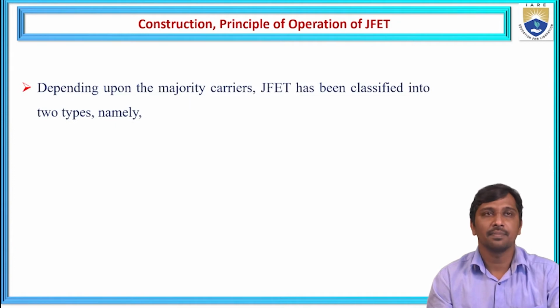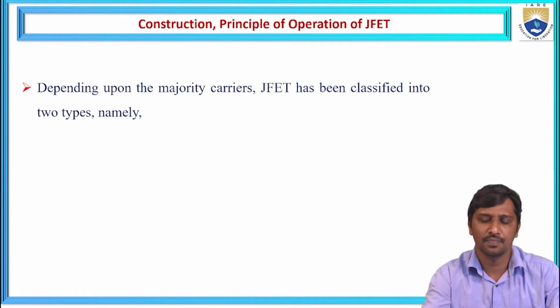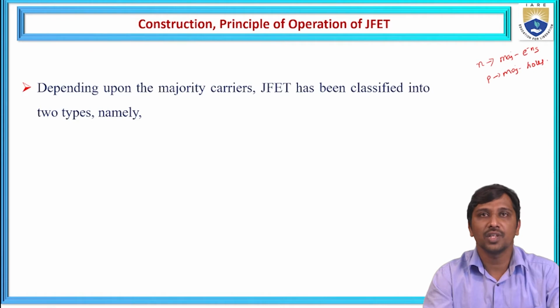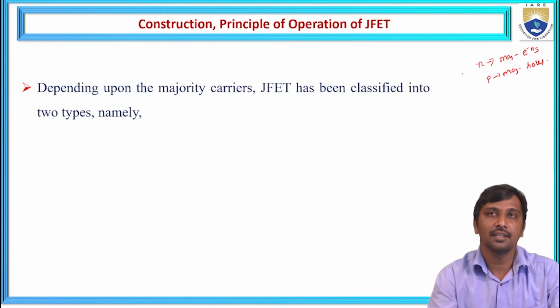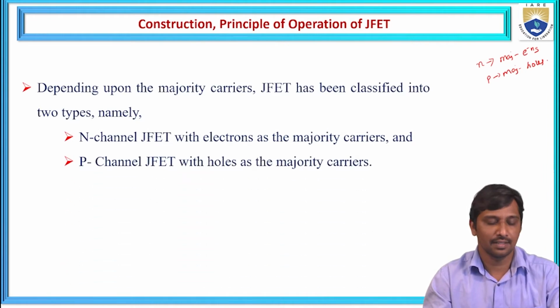Initially we discussed that in a FET, the conduction depends upon only the majority charge carriers. Based on the doping levels, if you consider N type, the majority charge carriers are electrons. If it is P type, the majority charge carriers are holes. And based on these majority charge carriers, the JFET is again classified into two types. One is called the N-channel JFET, another one is the P-channel JFET.